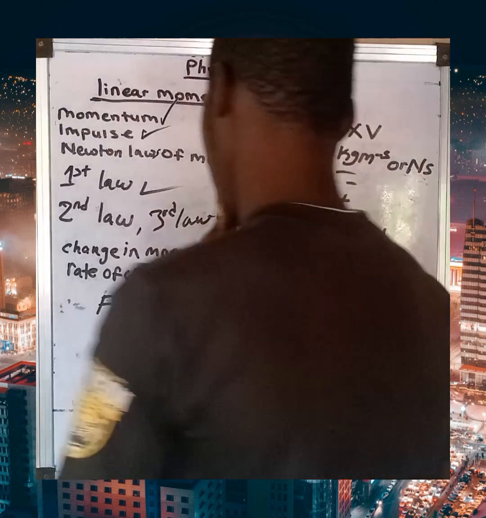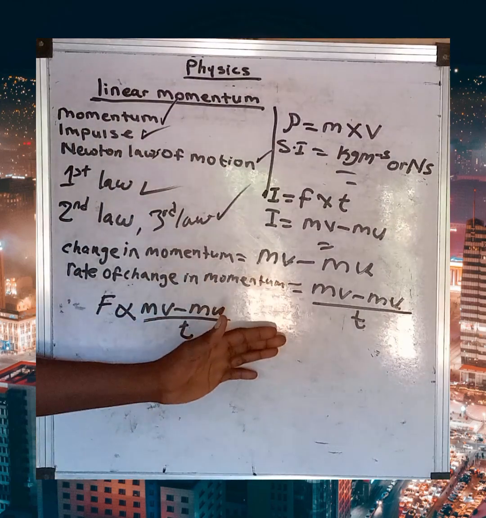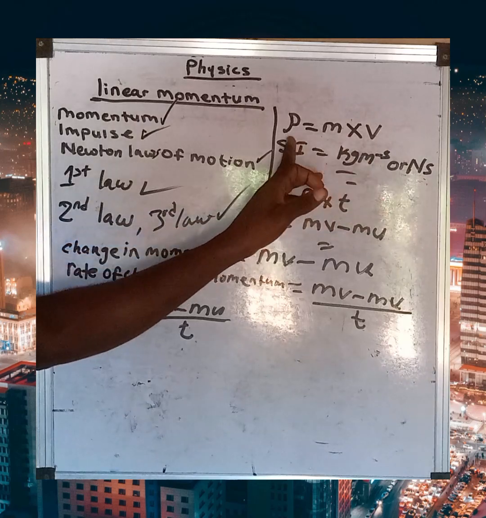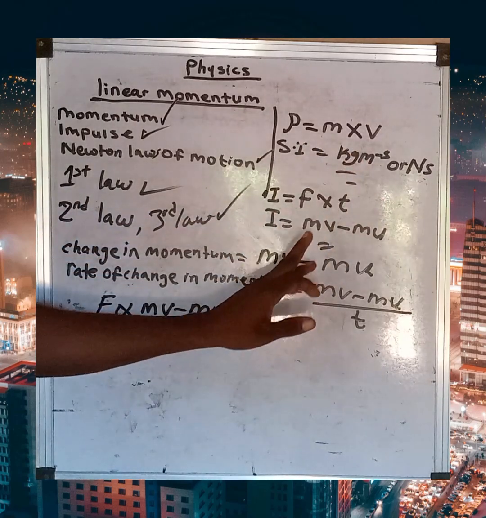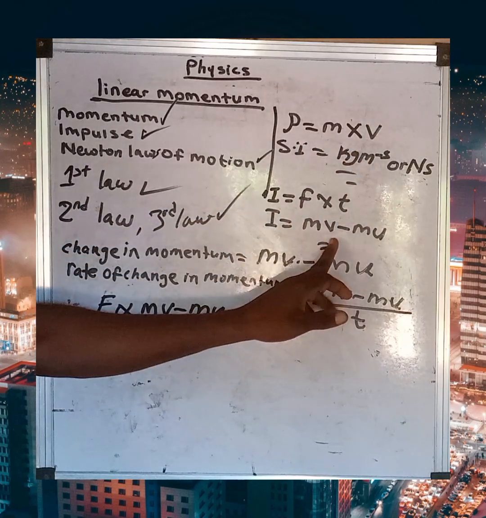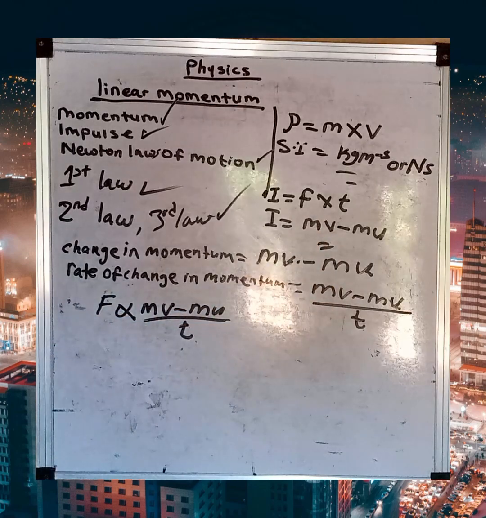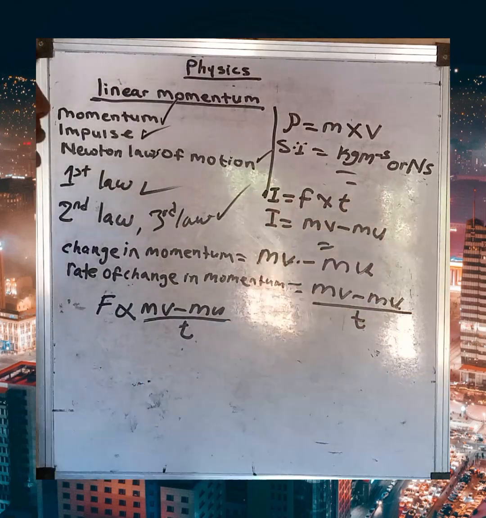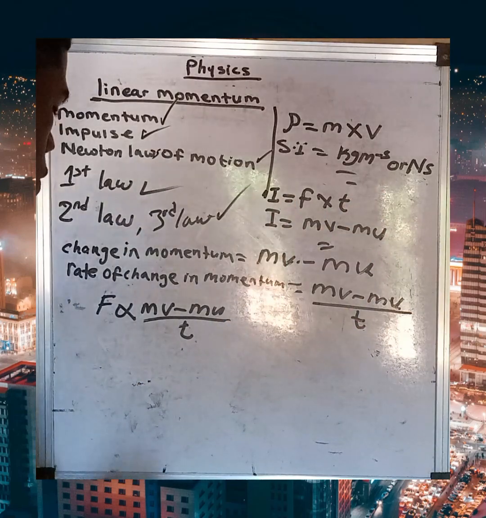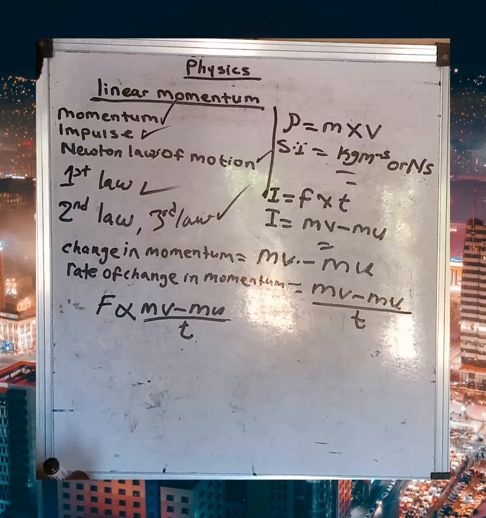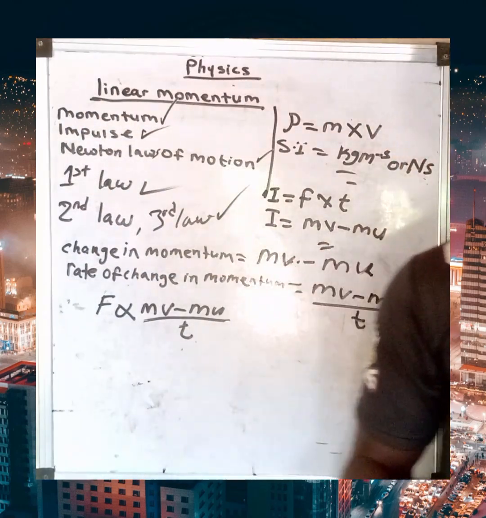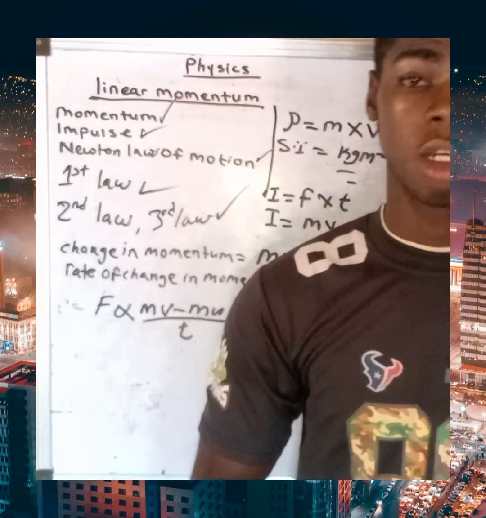So if you look at this, let's derive the formula. We have already given the formula for momentum as this, and the formula for impulse is this. So whenever you are given a question to solve, depending on the question, you know the type of formula you are going to apply. So let's dive into a problem concerning linear momentum.